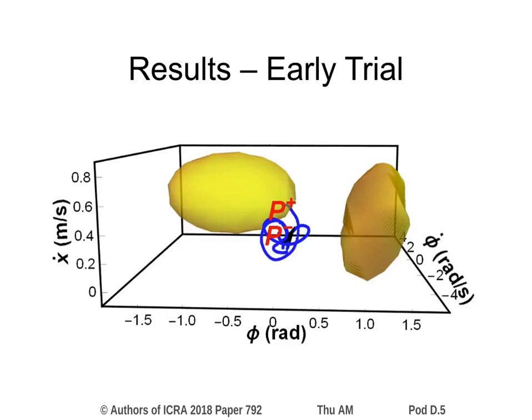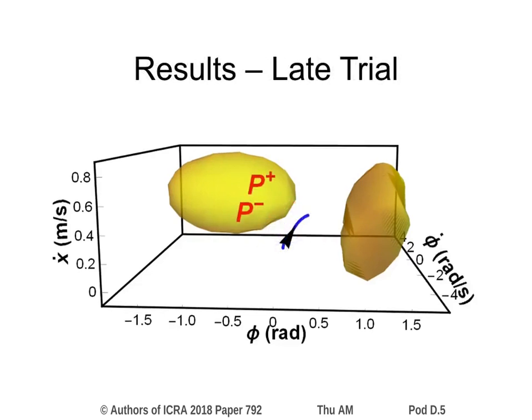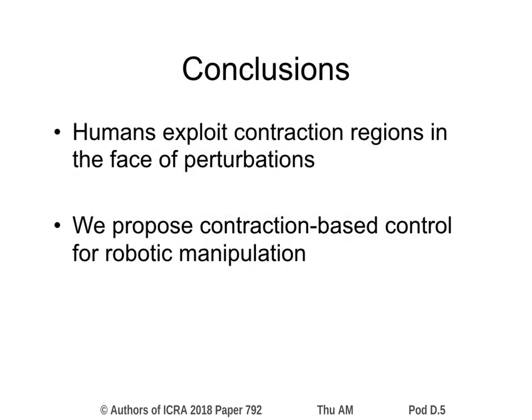In this early trial, the trajectory does not enter the convergent areas. In contrast, later in practice, you see how the trajectory enters the convergent area at the onset of the perturbation and exits at the offset of the perturbation. We interpret this behavior as that humans exploit the convergence properties of these areas to stabilize their unstable system. We conclude that humans exploit contraction regions in the face of perturbations and propose that this is a method also useful in robotic control.